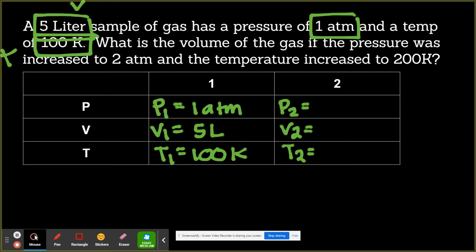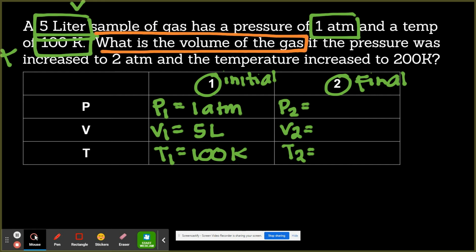1 means initial. So P1 is initial pressure, V1 is your initial volume, T1 is your initial temperature, and then P2 is after the change. So this is your final pressure, V2 is your final volume, and T2 is your final temperature. So again, when you say 1, this is initial, and when you say 2, this is final. All right, let's keep on reading. What is the volume of the gas? It means that you're looking for V2. If the pressure was increased to 2 atmospheres, so 2 atm is our pressure.